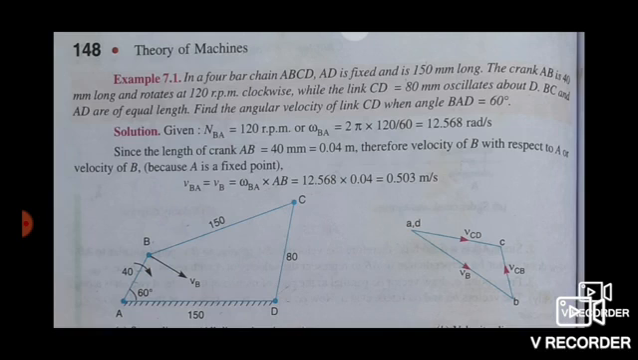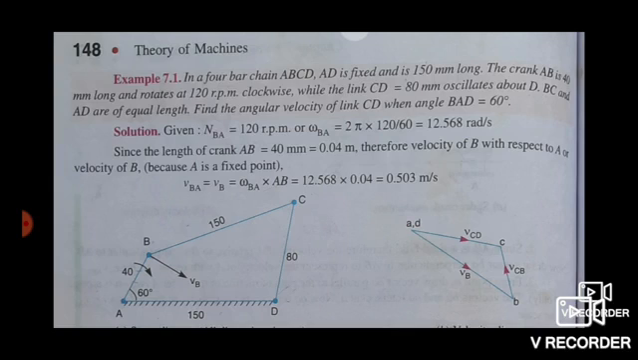While the link CD is 80 mm and oscillates about D. BC and AD are equal length. BC और AD आपको 150 का है बोल रहा है. Find the angular velocity of link CD when angle BAD equal to 60 degree. ये स्टार्टिंग में इसने एंगल भी बता दिया हुआ है. BAD ए पे जो एंगल है वो 60 डिग्री बना हुआ है.